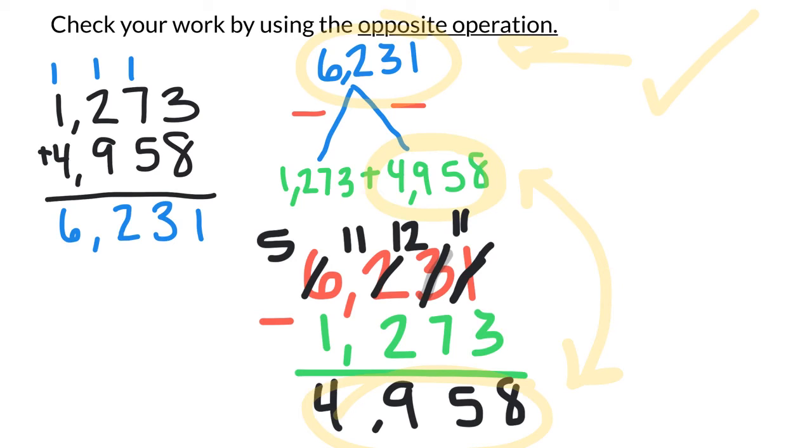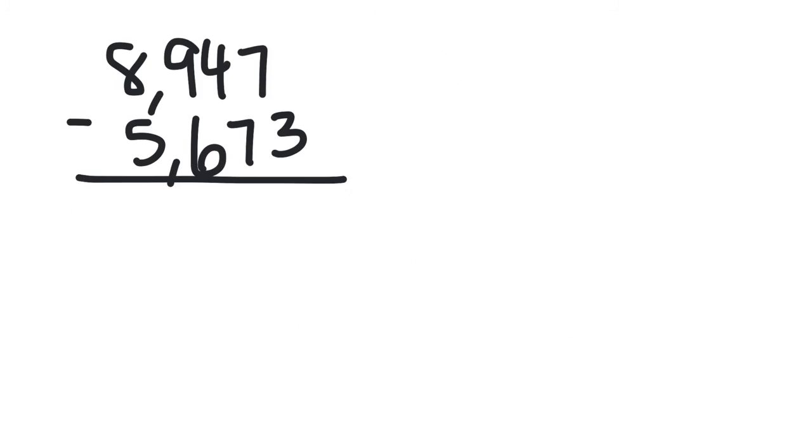Let's also do an example where I have to start with a subtraction problem. Here is our subtraction problem. First, let's solve for our exact answer, and then we will check using the opposite operation. We'll start in the ones place. 7 minus 3 is 4. I can't take 7 away from 4, so I'm going to borrow from my hundreds place. 14 minus 7 is 7. 8 minus 6 is 2. And 8 minus 5 is 3.